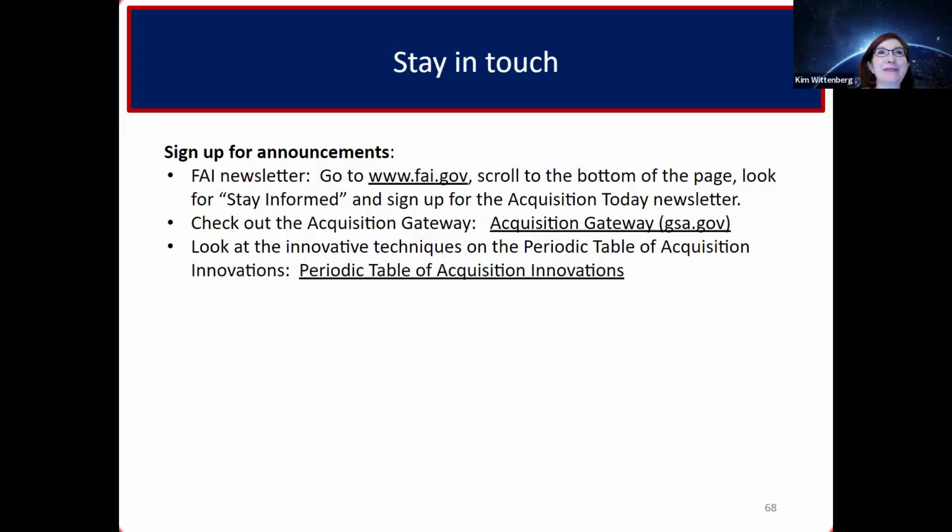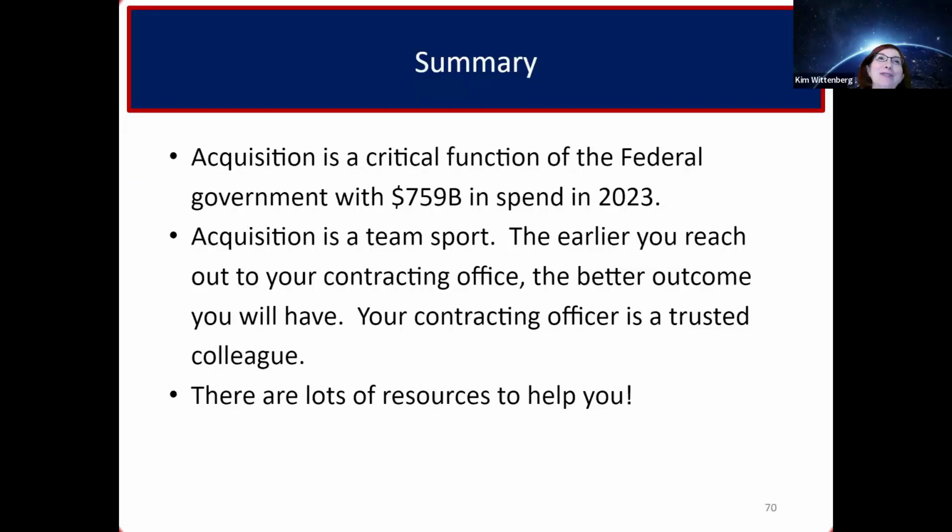Wonderful. Next slide. I just wanted to do a quick summary here. First, acquisition is a critical function of the federal government, with $759 billion in spending in 2023. Secondly, acquisition is a team sport. The earlier you reach out to your contracting office, the better outcome you will have. Your contracting officer is a trusted colleague. And lastly, you've heard from all these speakers today, there are lots of resources to help you. So hopefully the seminar has helped you find this information.